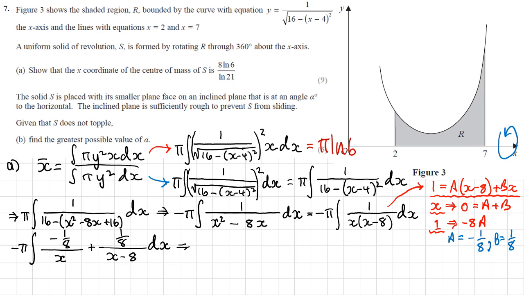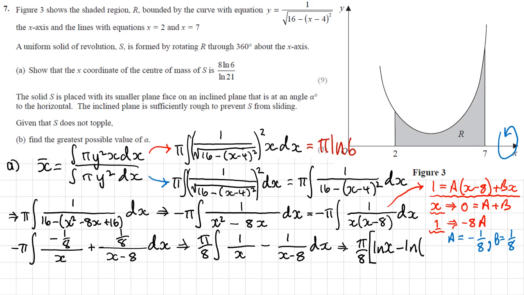Next I'm going to take out negative 1/8 as a constant, so I'll get pi over 8, taking the negative 8 across, and that will give me 1 over x minus 1 over x minus 8. So that's going to be a fairly straightforward integration. So pi over 8, 1 over x becomes log x, and it's going to be minus log x minus 8. And then I need to put in my limits of 2 and 7, just like before.